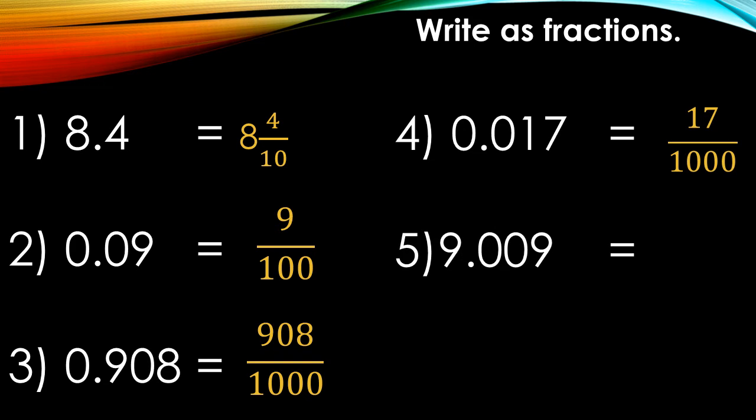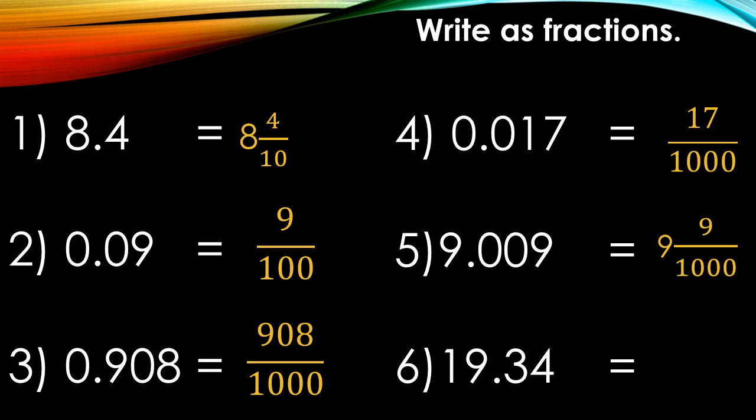Question number 5. 9.009. See, in this question, 9 is a whole number. So write 9 as it is, and 0.009 means 9 upon 1000. So the answer is 9 upon thousands.